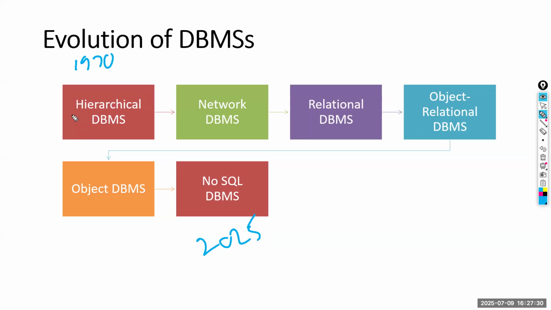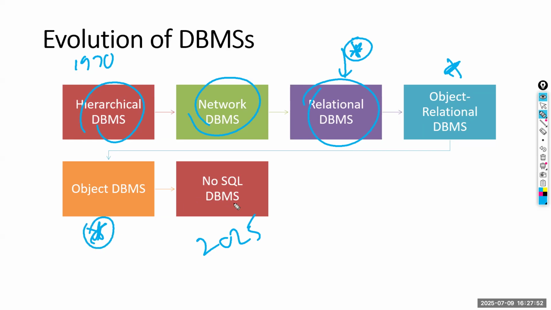First they tried hierarchical DBMSs, then network DBMSs, then relational DBMSs. That is what we are going to discuss in your syllabus. Relational is still the most popular. Then object relational databases, object databases. And now we even talk about NoSQL and some other databases. So let's take them one by one because it's in your syllabus.